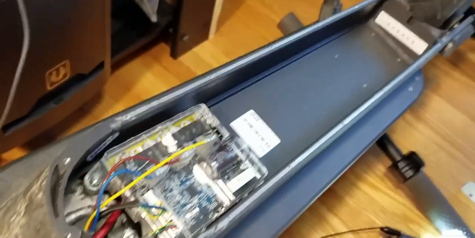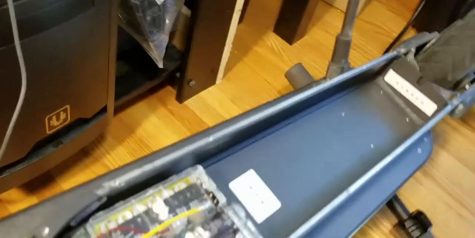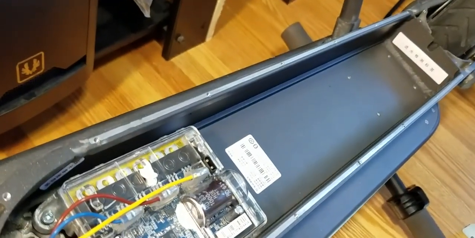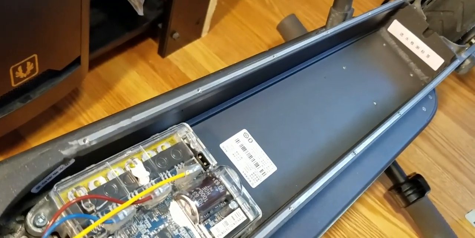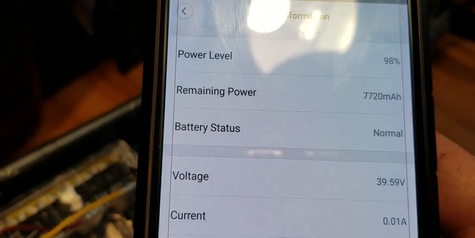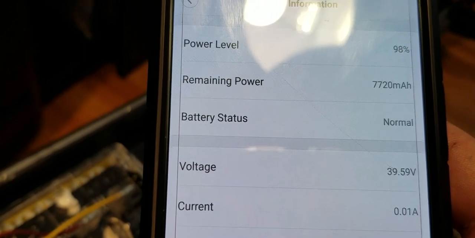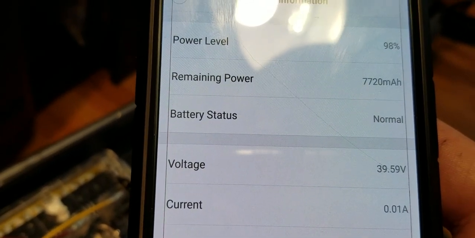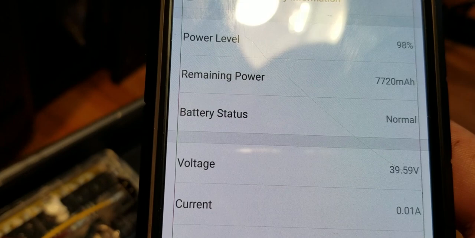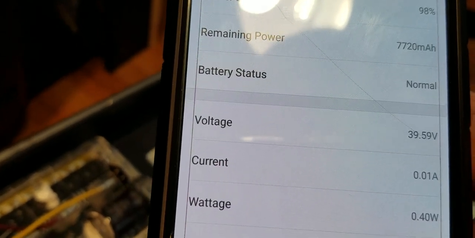The first clue I noticed for this problem was that after fully charging the battery, I checked the battery voltage on the Ninebot app and it showed 39 volts. Well, this is just maybe after like 2 seconds of riding. I got 39 volts, so I knew that was not right. It should be at 42 or a little bit under 42 volts.